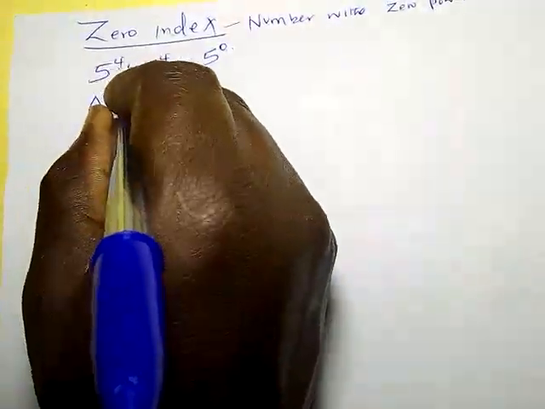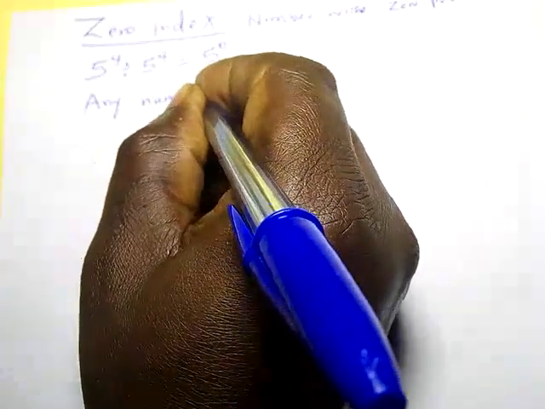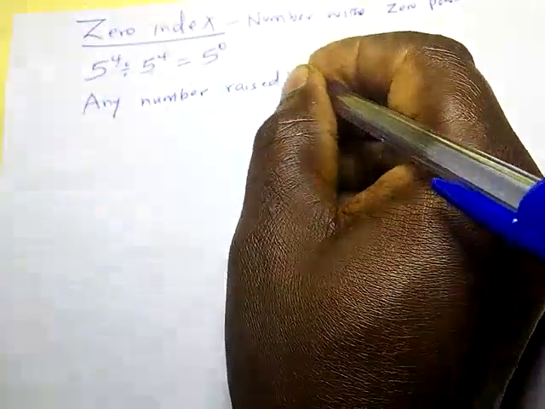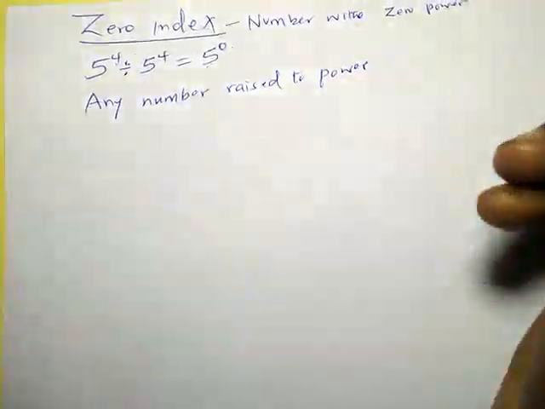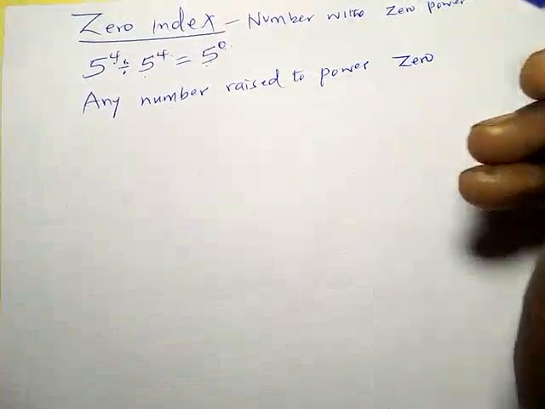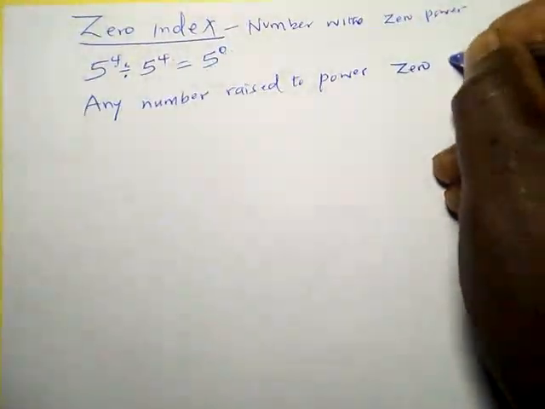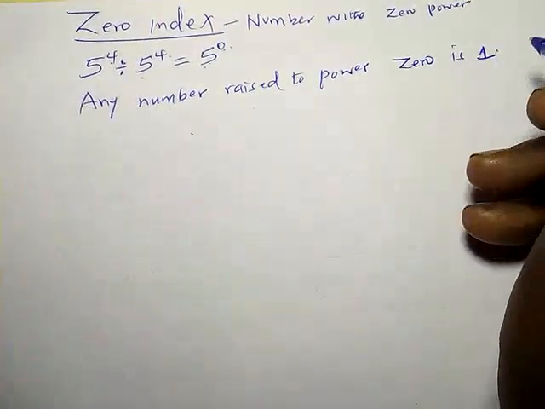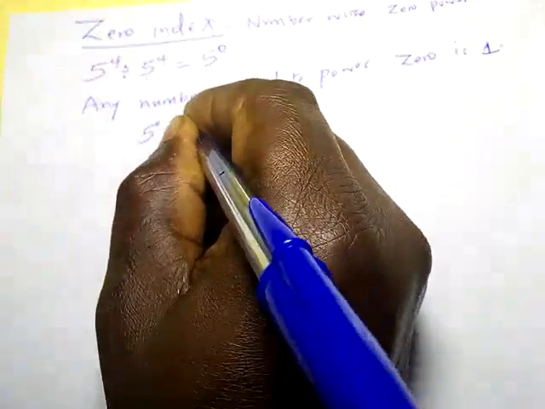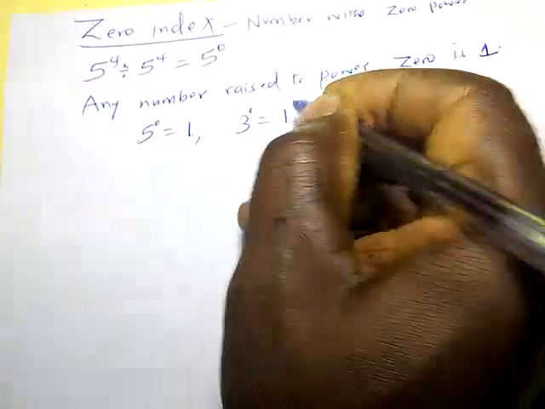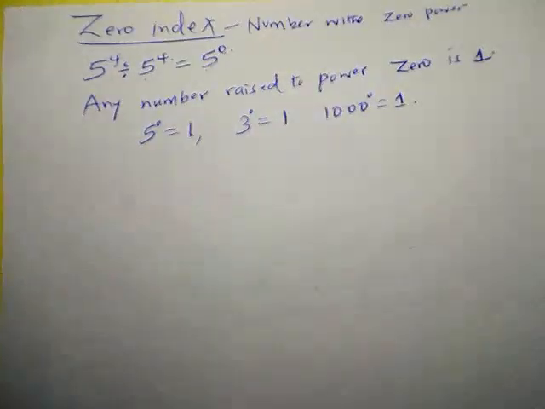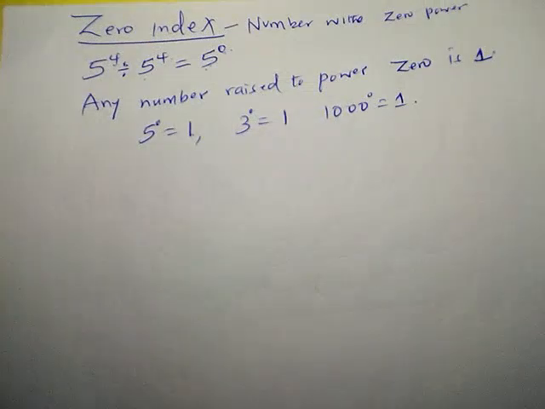Any number, it doesn't matter which number it is, any number raised to power 0, the answer is 1. So 5 raised to power 0 is 1. 3 raised to power 0 is 1. 1000 raised to power 0 is 1. Any number raised to power 0, the answer is always 1.